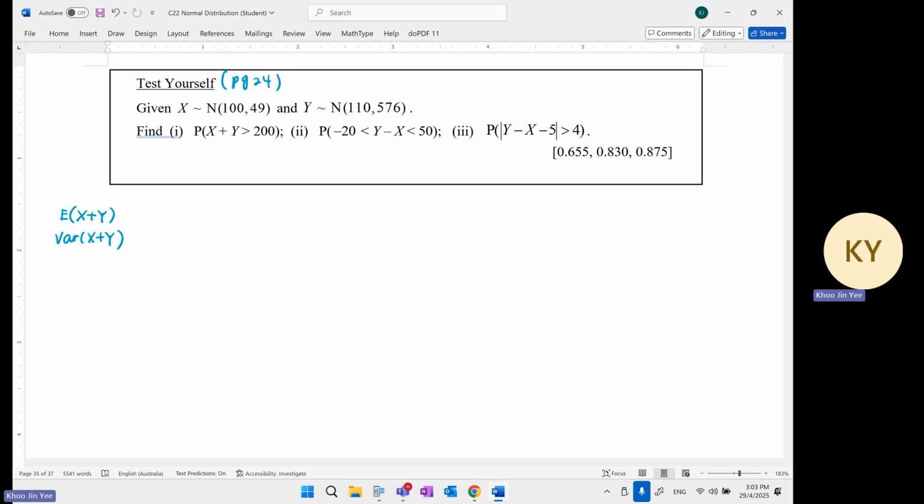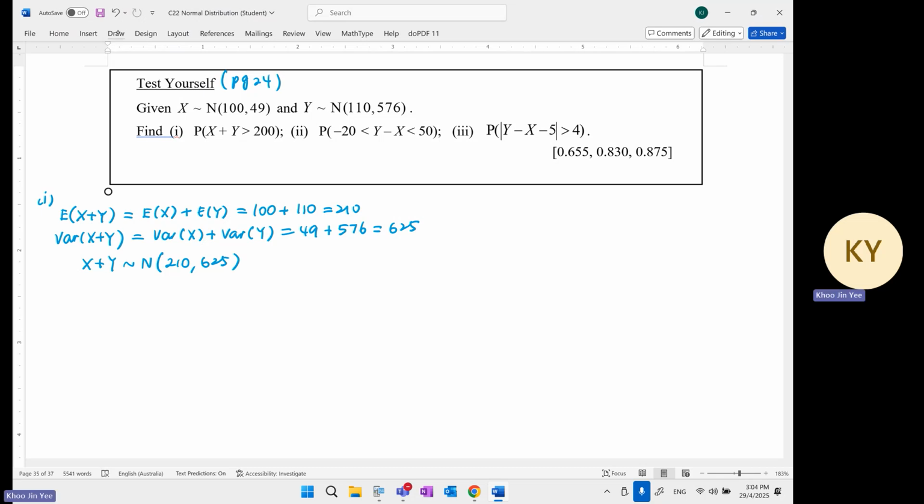So this is part one. This one over here would be the mean of x plus the mean of y. So this would be 100 plus 110, so 210. Now, variance would be variance of x plus variance of y. So this would be 49 plus 576. So this one would be 625. Because of this, your x plus y now follows a normal distribution of 210 and 625.